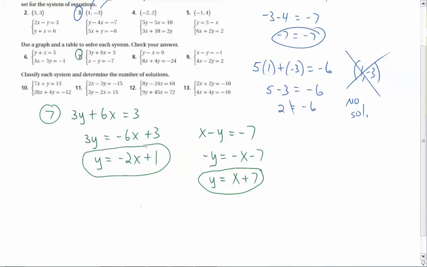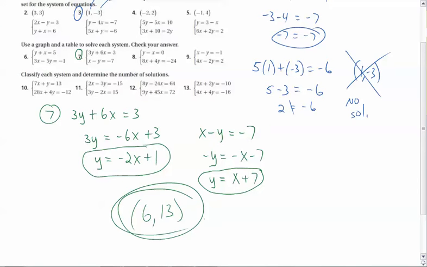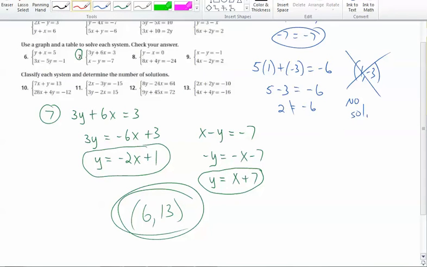So the point of intersection between those two linear equations would be 6, 13. The point of intersection would be 6, 13. So that's number 3 and number 7.